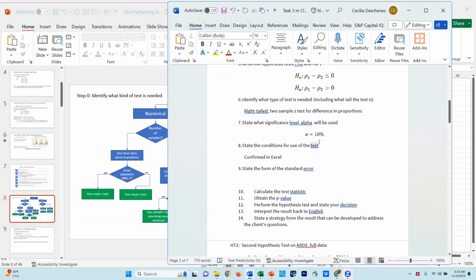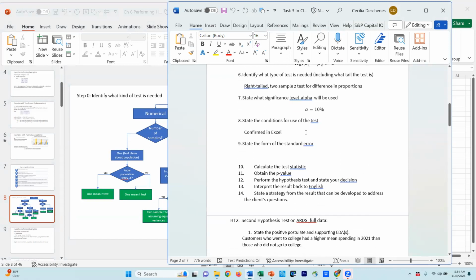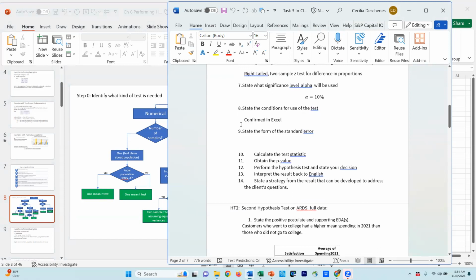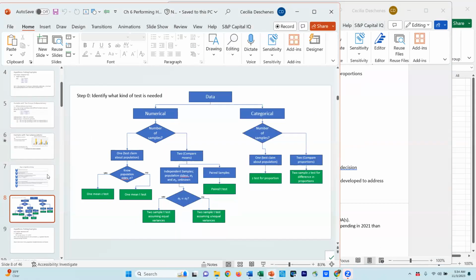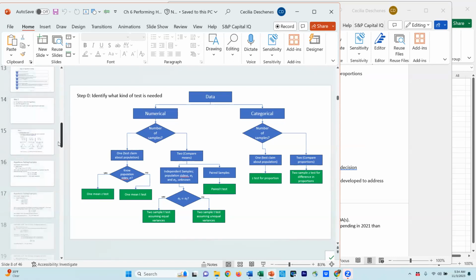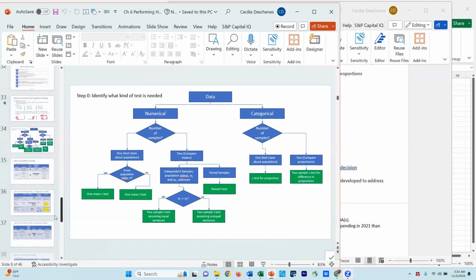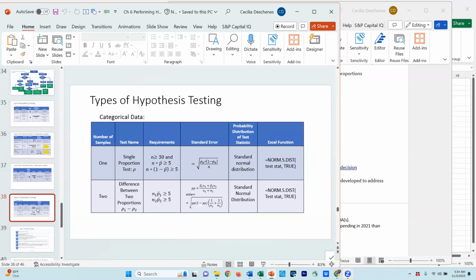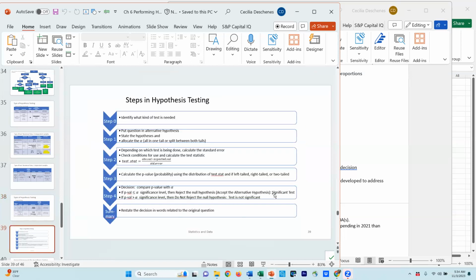And then we're going to state the significance. We agreed on using 10%. And then the conditions for use of the test. So again, either you're referring to the handout, if you like the flow charts, or we're going to refer to the table. And either way, let me get down to the tables. I think it's in here, difference between proportions. The requirements are right here, so we can do those. Here's the formula for the standard error. Here is the probability distribution that governs the test statistic. And then here are the Excel function or functions that you would want to use in this case.